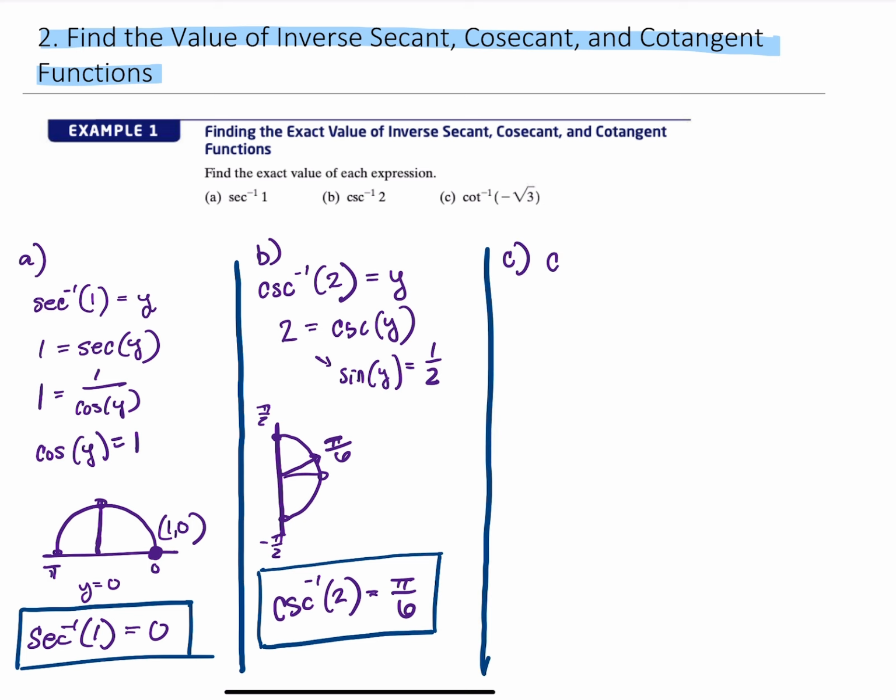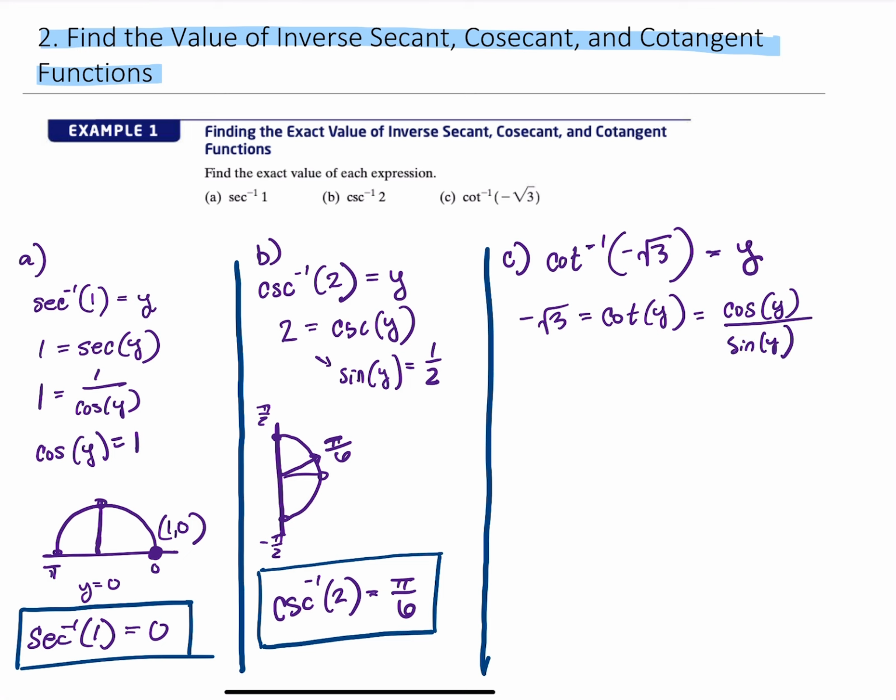Part C, we have the inverse cotangent of negative root 3. So set this equal to some angle, take the cotangent of both sides, so negative root 3 equals the cotangent of something. And the cotangent, that's the cosine over sine. So that means that the cosine should most likely be negative root 3 over 2, and the sine should be 1/2. I'm looking for that coordinate point.